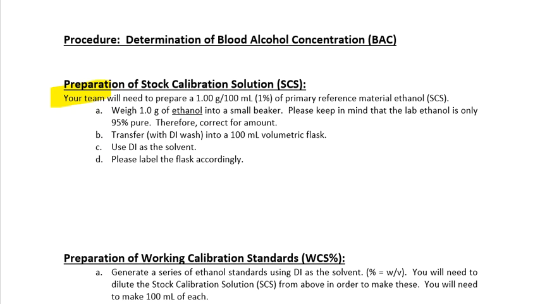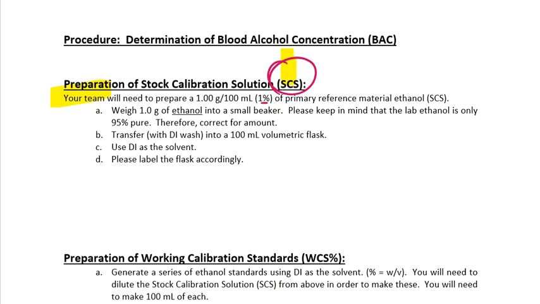All right, so it looks like this lab procedure wants me to first create something that we're going to call a stock calibration solution, or SCS. SCS is going to be a standard that I'm going to make other standards with. That's why we call it the stock calibration solution. And it tells me how to do this, right? So 1 gram per 100 mils, and that equates to a 1% solution.